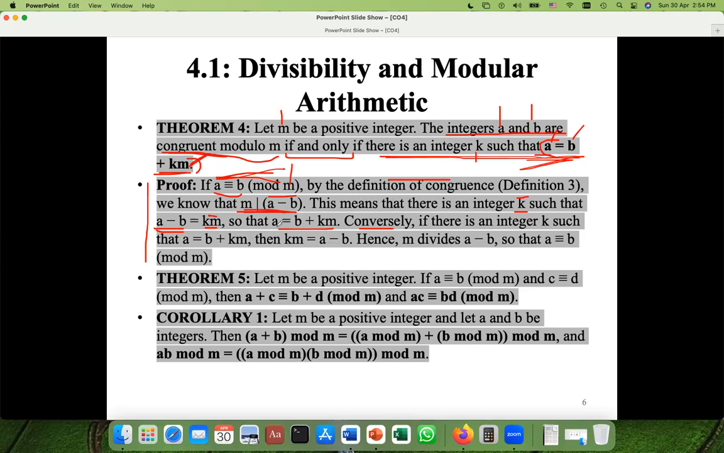And in the opposite direction, we have to start from here, or you can see the statement, we have to start from here, which is the right hand side, and we have to reach the congruence. Or you can say we have to start from here and reach this equation. So here, conversely, if there is an integer k, or quotient k, we can write this equation, which is the right hand side, A is equal to B plus Km. This is our starting point.